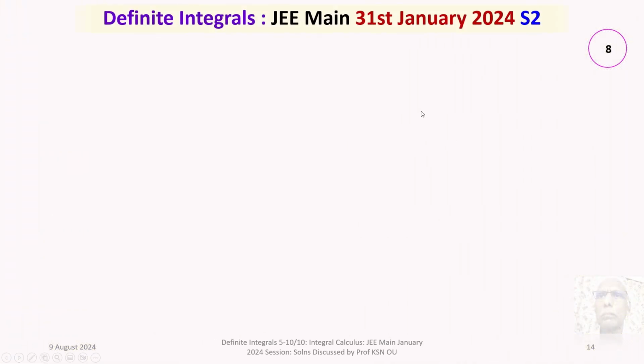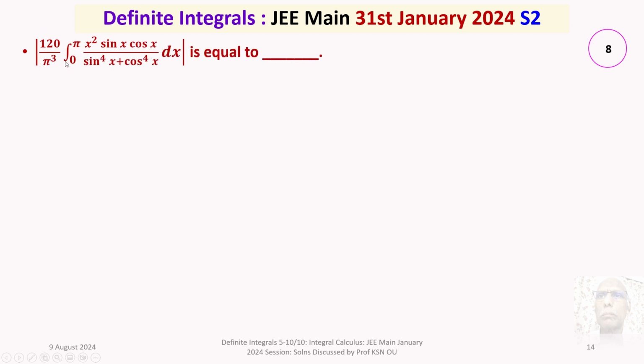This question appeared on 31st January 2024 in the first shift. The given question is: mod of 120 by pi cube times the integral from 0 to pi of x square sin x cos x, divided by sin to the power of 4x plus cos to the power of 4x, with respect to x, is equal to. So we have to evaluate the integral.